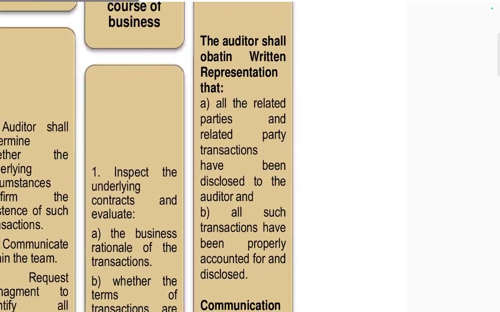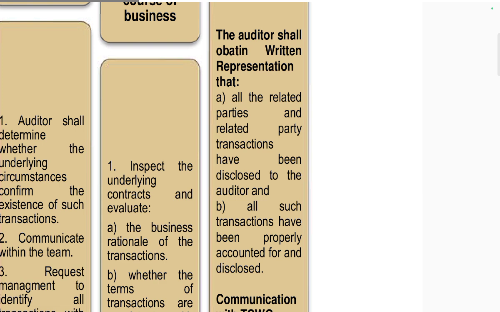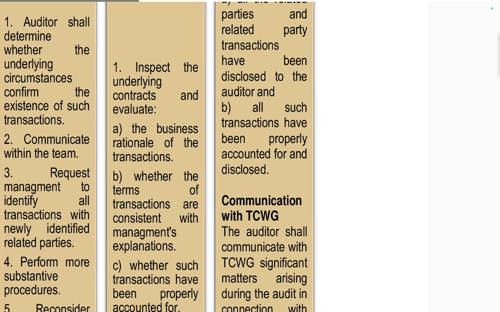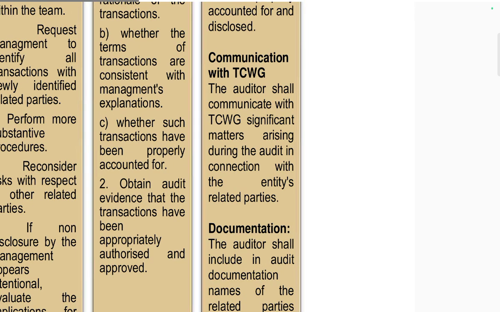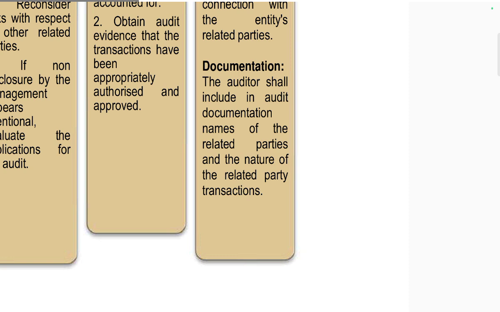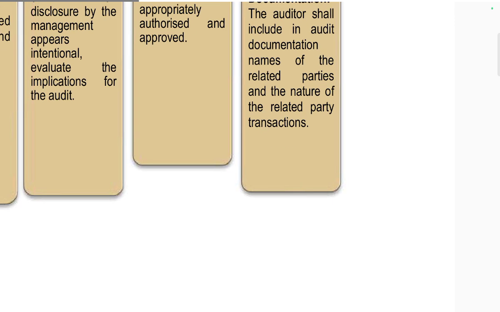Other important points. The auditor shall obtain written representation that all related parties and related party transactions have been disclosed to the auditor, and that all such transactions have been properly accounted for and disclosed. Communication with those charged with governance: the auditor shall communicate significant matters arising from the audit in connection with the entity's related parties. Documentation: the auditor shall include in the audit documentation the names of the related parties and the nature of the related party transactions.